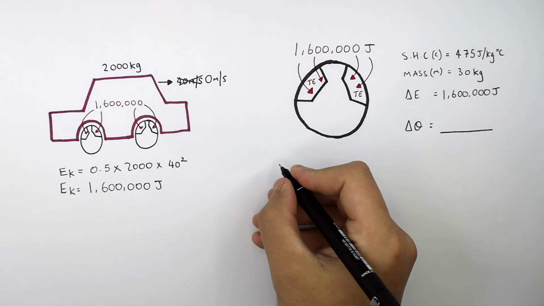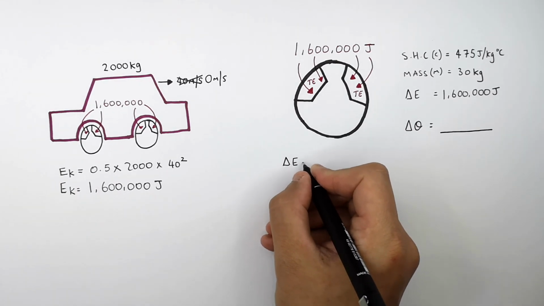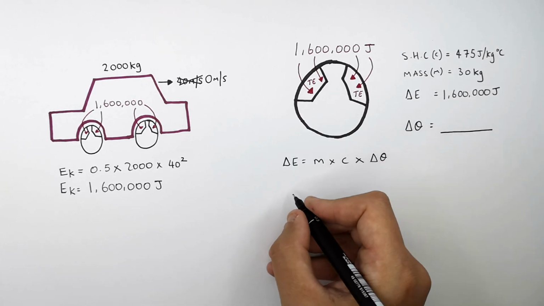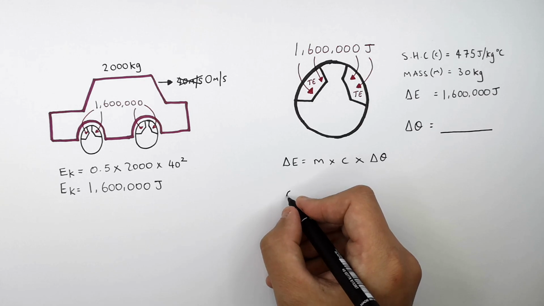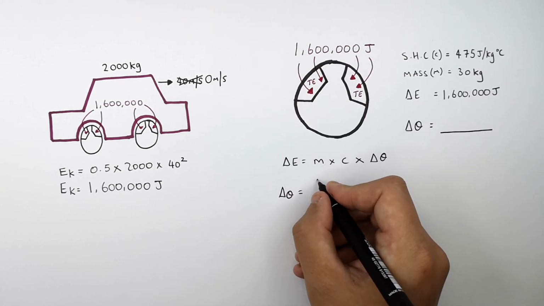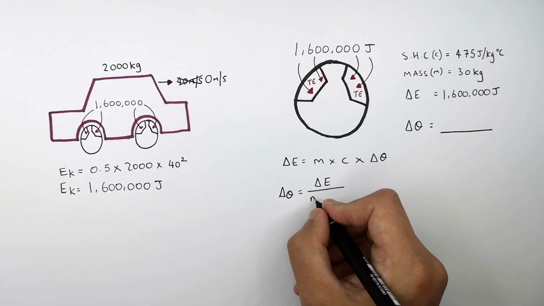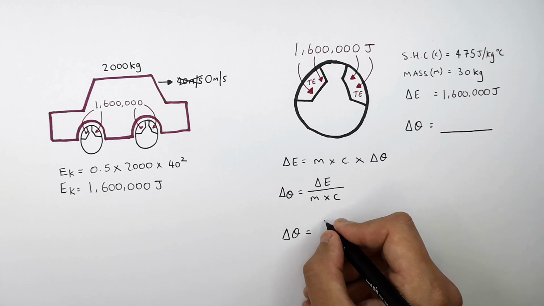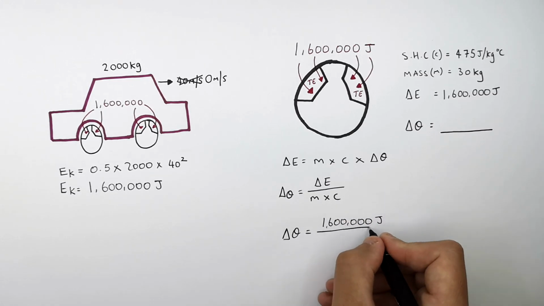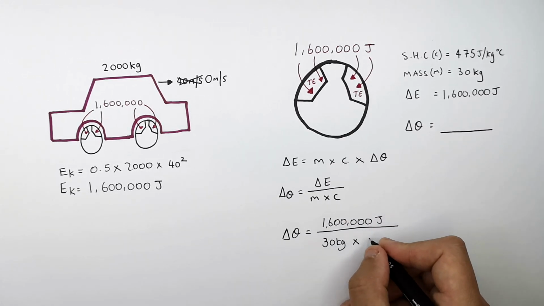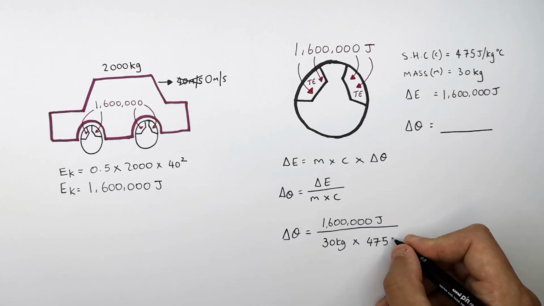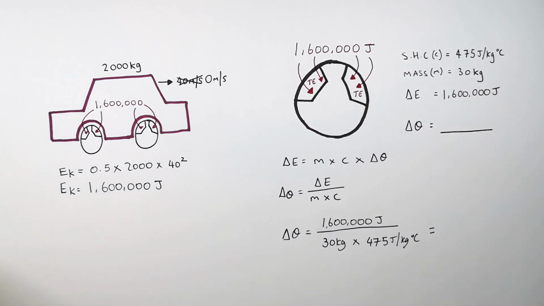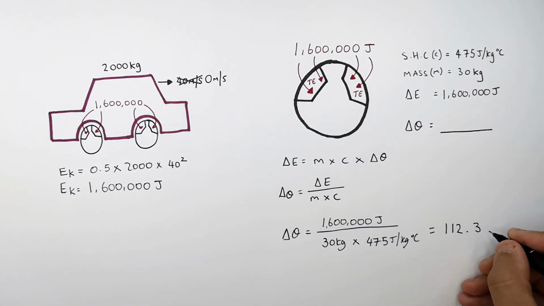We recall the equation: energy transferred into the brakes equals mass times specific heat capacity times change in temperature. We need to rearrange for the change in temperature. So change in temperature equals the energy transferred divided by mass times specific heat capacity. So now substitute in the numbers: 1,600,000 joules divided by 30 kilograms times the specific heat capacity, 475 joules per kilogram per degree Celsius. That gives you a temperature change of 112.3 degrees Celsius.